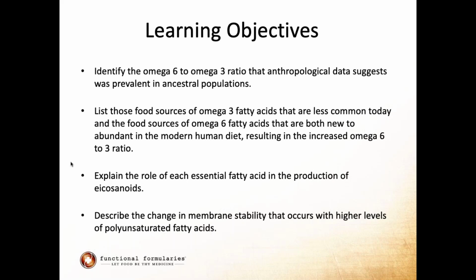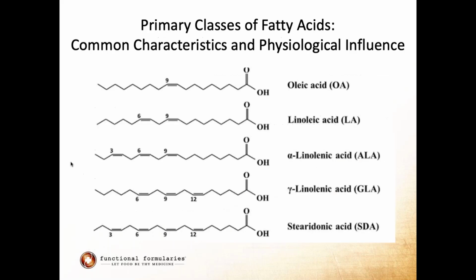It's very important after today's talk to be able to explain how each of these essential fatty acids, omega-6s and omega-3s, influence what we call the eicosanoid pathways, which we'll get to in a moment, and also to be able to describe the changes that take place in cell membrane stability or resistance to lipid peroxidation and free radical formation when these polyunsaturated fatty acids become a predominant component of a phospholipid bilayer or a cell membrane. So those are the learning objectives.